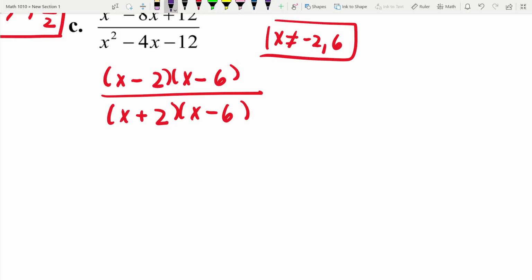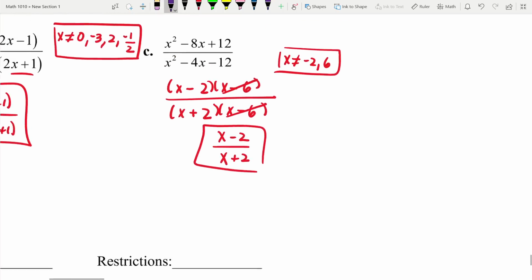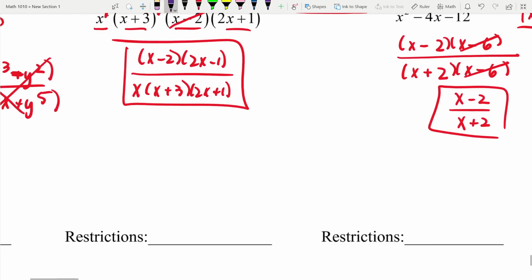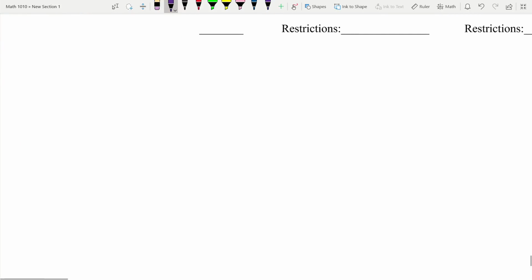Then as far as canceling goes, I have an x minus 6 on the top, I have an x minus 6 on the bottom. Those cancel out. So my answer is x minus 2 over x plus 2, and I'm done. I can't cancel the x's, I can't cancel the 2's, because the x is stuck to the negative 2, this x is stuck to the plus 2, and so I can't cancel anything. It would be rude if I canceled anything. Okay, there's a line for restrictions, but I already wrote it up above. Okay, so this is totally good.